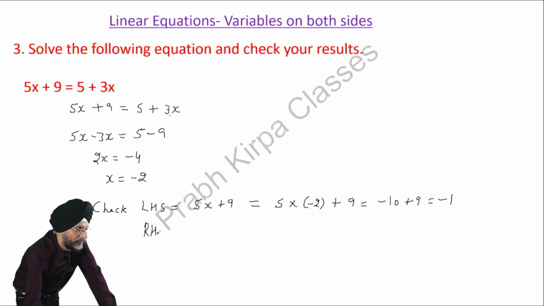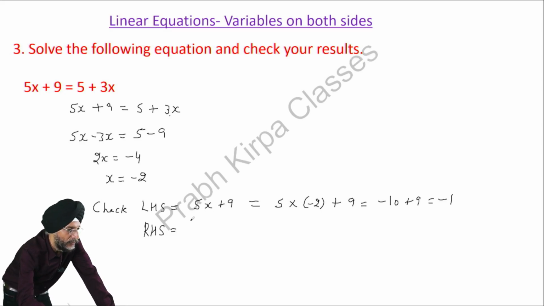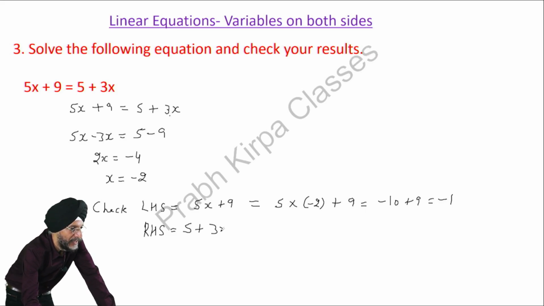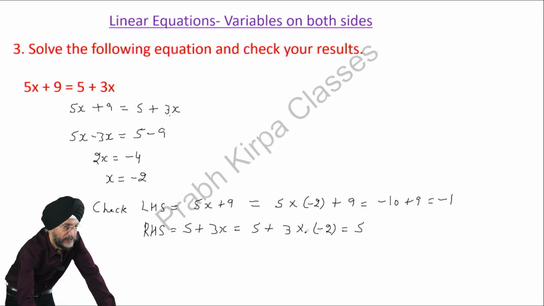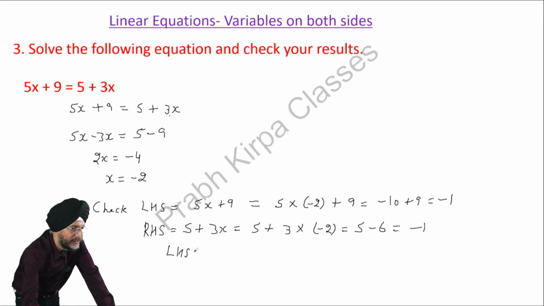So now check the value of right hand side. What is the expression? The expression on right hand side is 5 plus 3x. We will fill the value of x. 5, 3 into value of x is minus 2, 3 into minus 2, it becomes minus 6. So it is minus 1. So left hand side is equal to right hand side, hence verified.